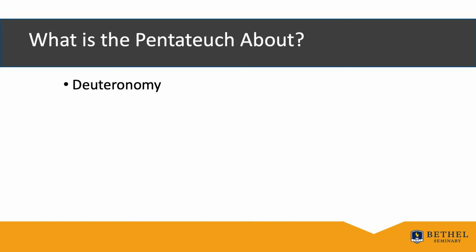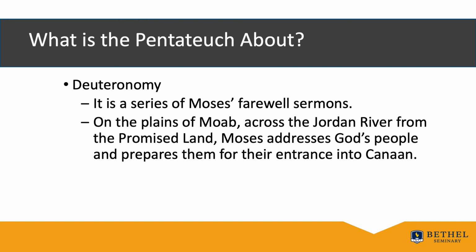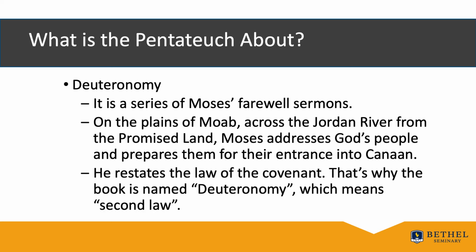Deuteronomy is the final book of the Pentateuch. It is a series of Moses' farewell sermons on the plains of Moab across the Jordan River from the promised land. Moses addresses God's people and prepares them for their entrance into Canaan. He restates the law of the covenant. That is why the book is named Deuteronomy, which means second law.